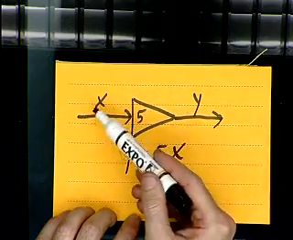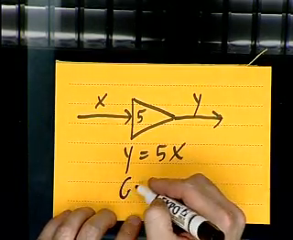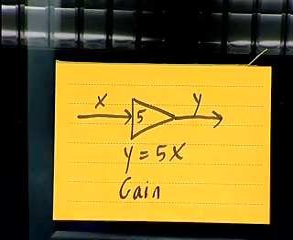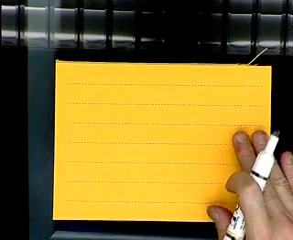Y is the output, x is the input. In between, I multiply by 5, so that's called a gain, scalar multiplication. And that's a basic block. We'll use quite a few of those.